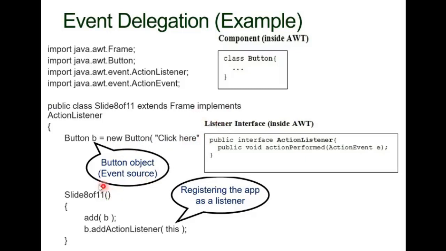This is the constructor. Once you create any object, remember it will call the constructor, which is the function with the same name as the class. Now it will call here and add the button, then go to the action listener, and through the this pointer it will register itself. So it registers the app as a listener. This is basically the main concept of how event delegation works. Okay. Next.